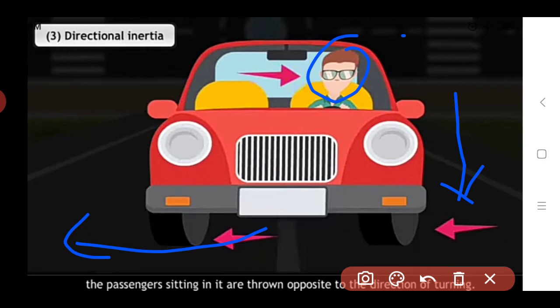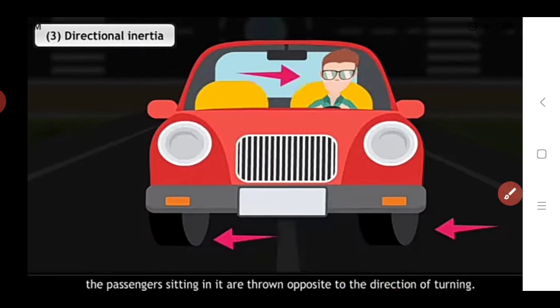But we know, due to the effect of directional inertia, this object does not change its direction, so it moves forward in that direction, while this vehicle gets turned in the opposite direction. So here this has happened due to the effect of directional inertia. So do you know what directional inertia is? The inherent property of an object due to which the object cannot change the direction of its motion.